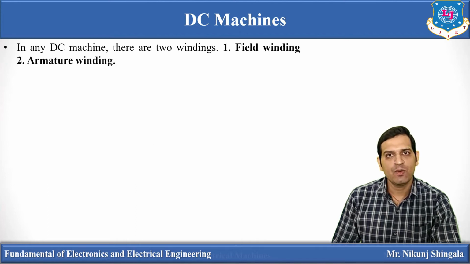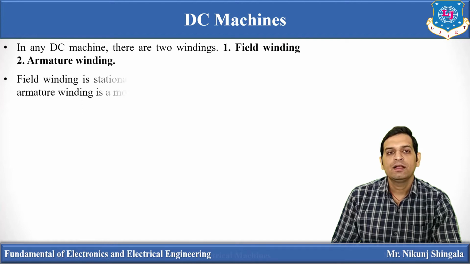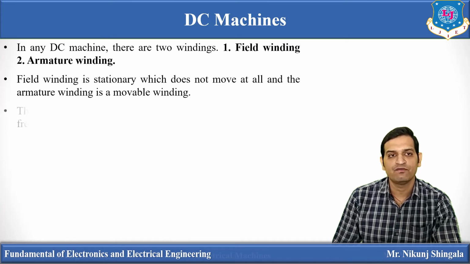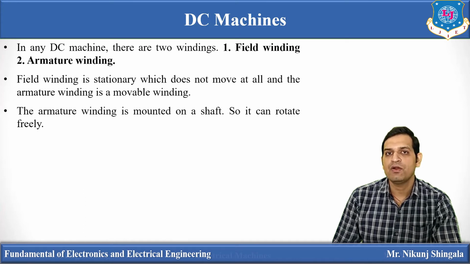DC machines have two windings, field winding and armature winding. Field winding is a stationary winding which does not move at all, and the armature winding is a movable winding which is mounted on the armature, and the armature is mounted on the shaft, so it can rotate freely.